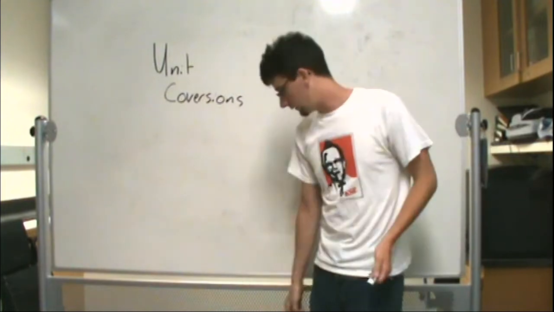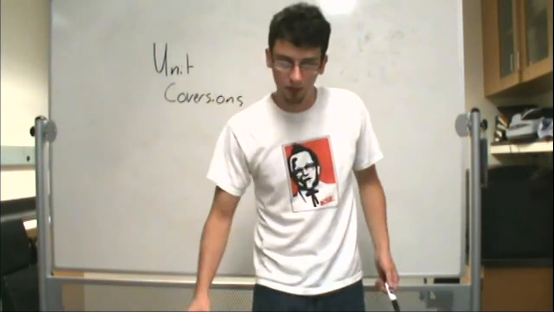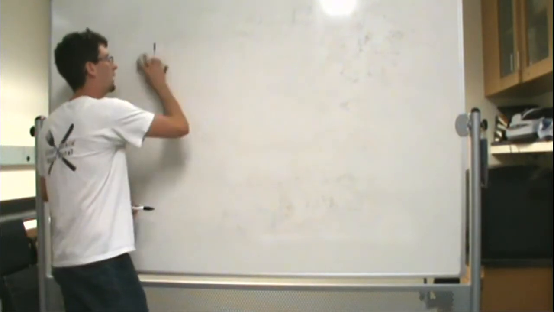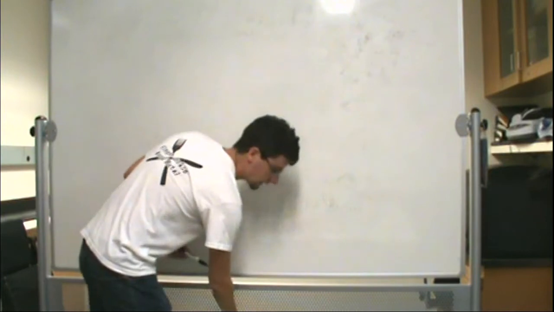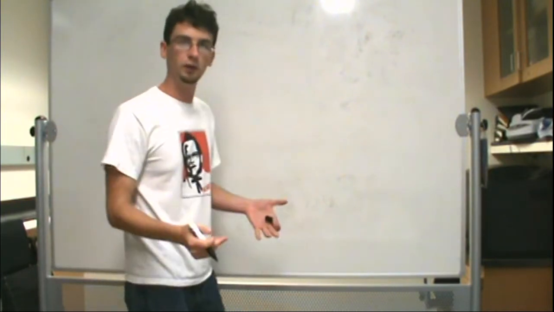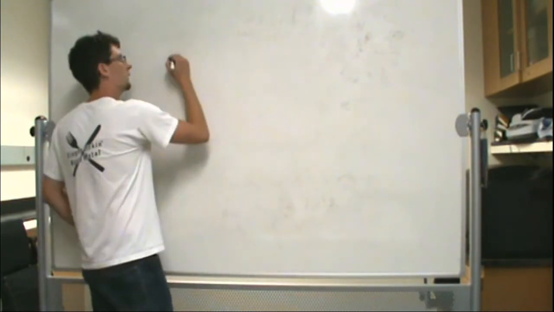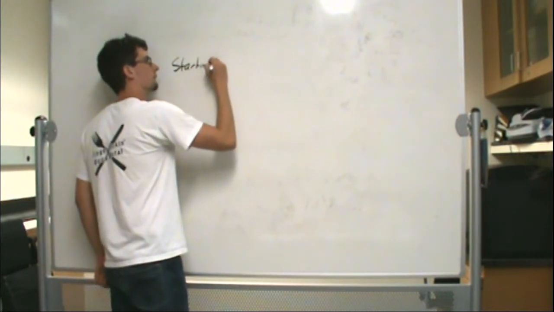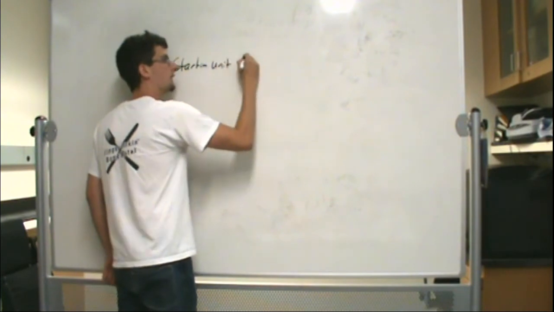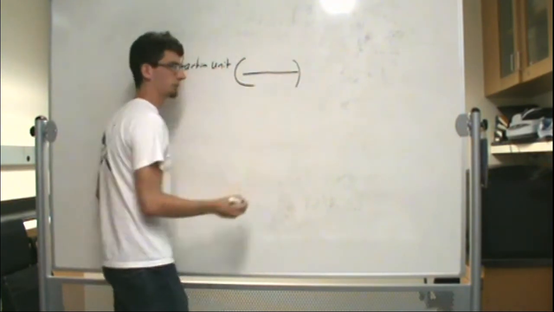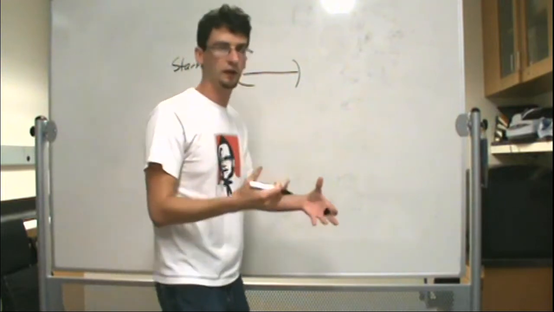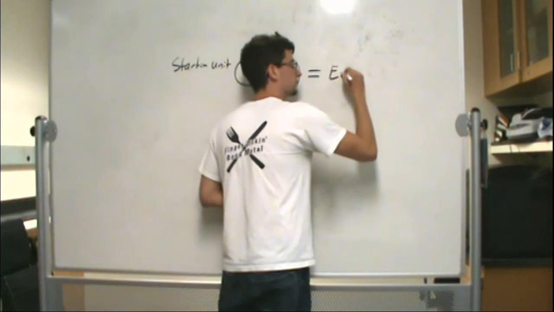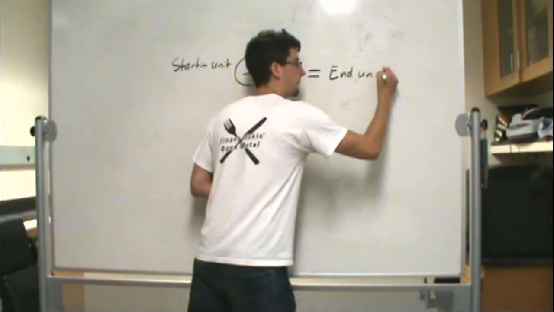So before we get into that, we should probably talk about how to do unit conversions. Well, they're fairly simple. Normally what you do is you look for your starting unit. Then you usually multiply that by some fraction, and this is the conversion factor to go from your starting unit to your end unit. And this will give you the end unit that you desire.